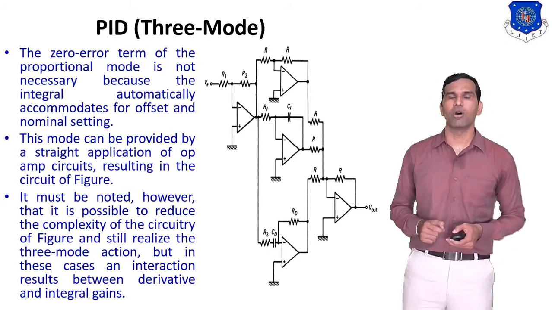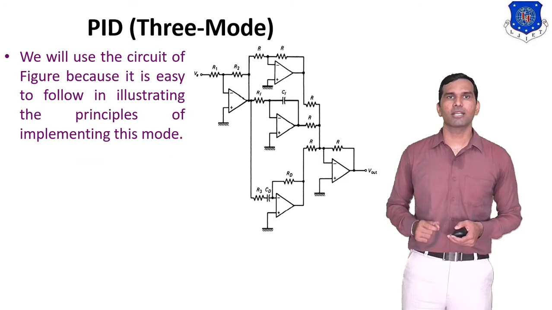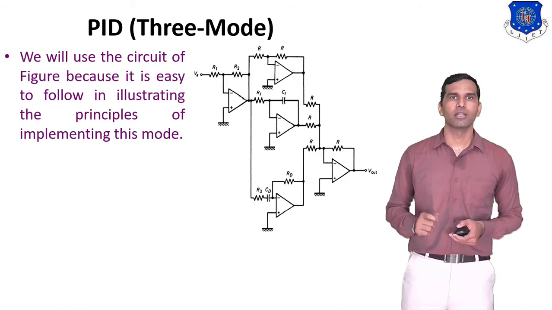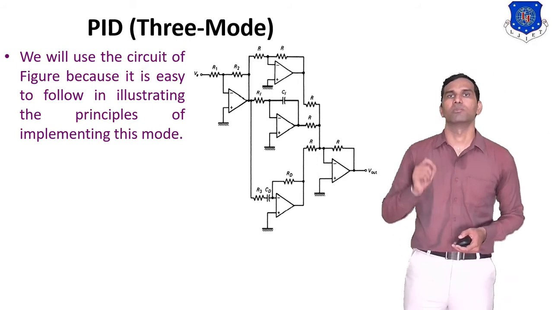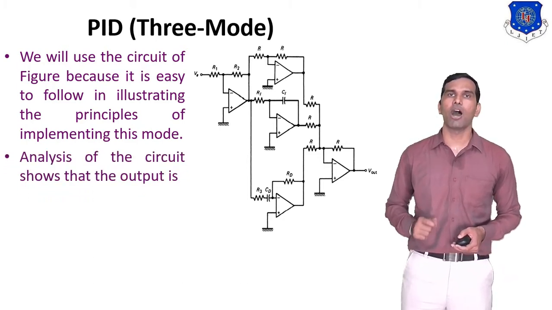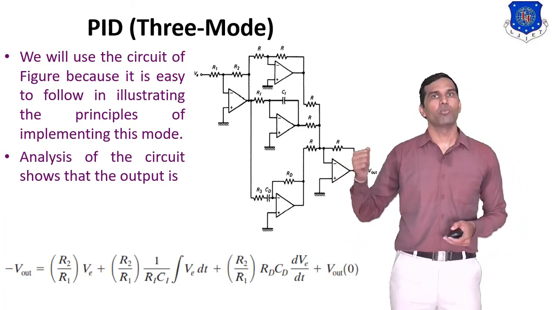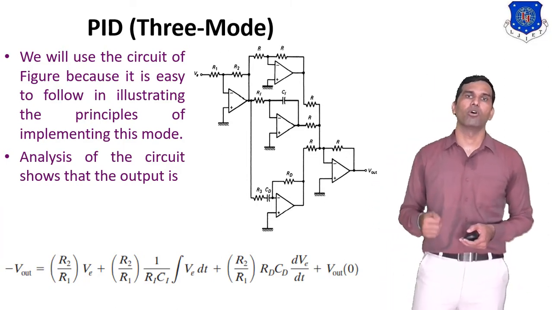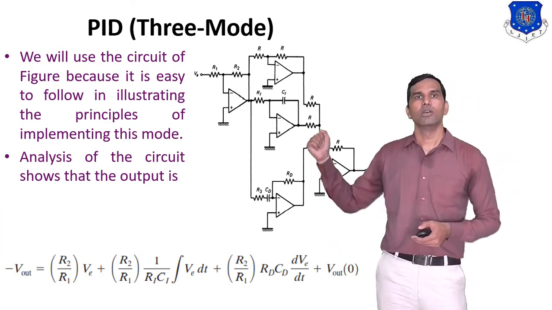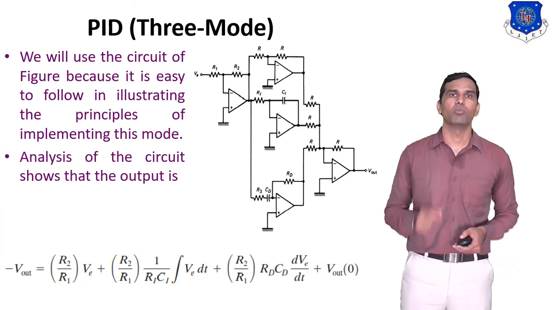So this is the figure of the PID controller mode. We will use the circuit of this figure because it is easy to follow in illustrating the principle of implementing this mode. Analysis of the circuit shows that the output is given by this equation. So we can see the controller output, or Vout, is given by this equation. So this is the final mode, and we can say this is the PID control mode.